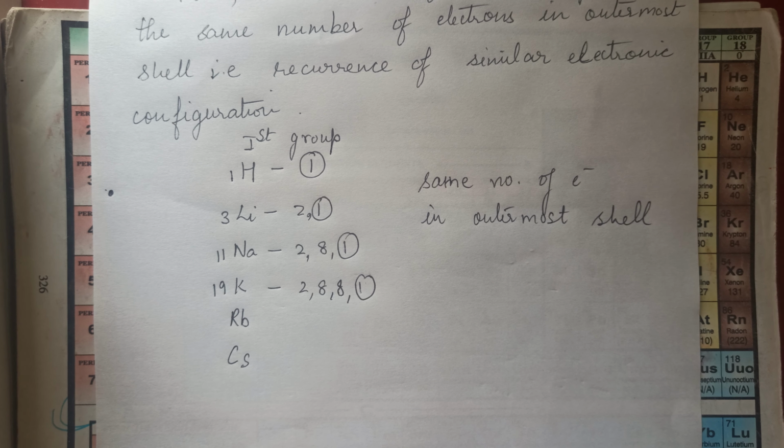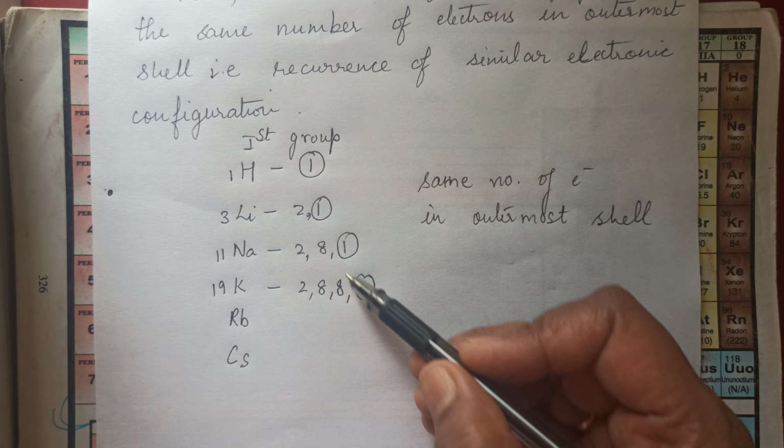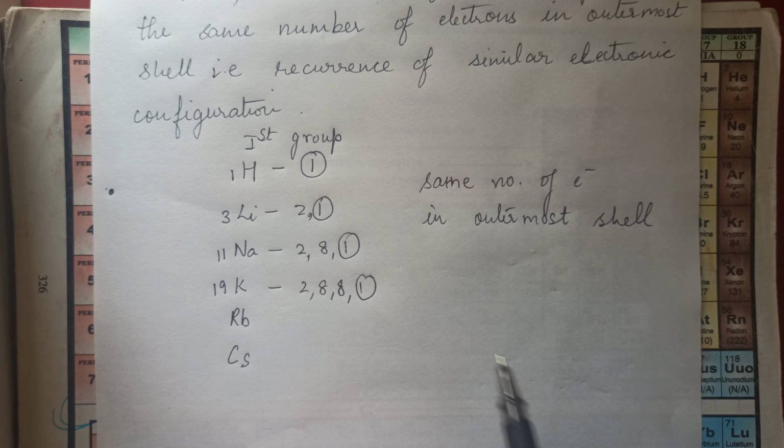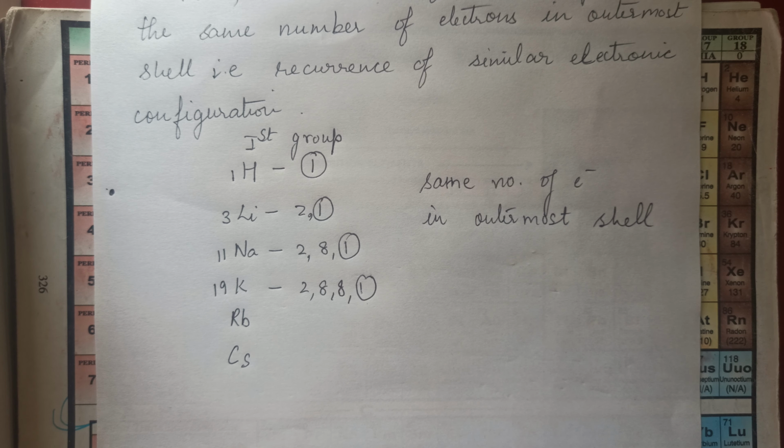Thus we can say that all these elements have 1 electron in their outermost shell, and so they have similarity in properties. So we can say the cause of periodicity is the same number of electrons in the outermost shell, that is, the recurrence of similar electronic configuration. Outermost shells have the same number of electrons, that's why these elements have similarities in their properties. So this is what you can say about the elements in a group.